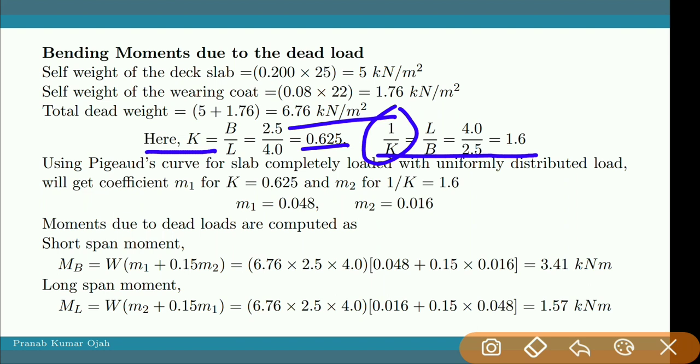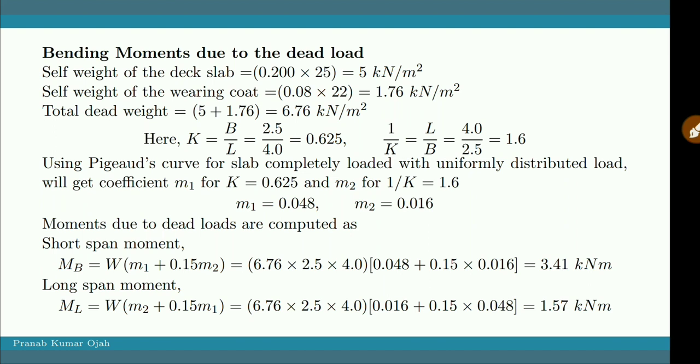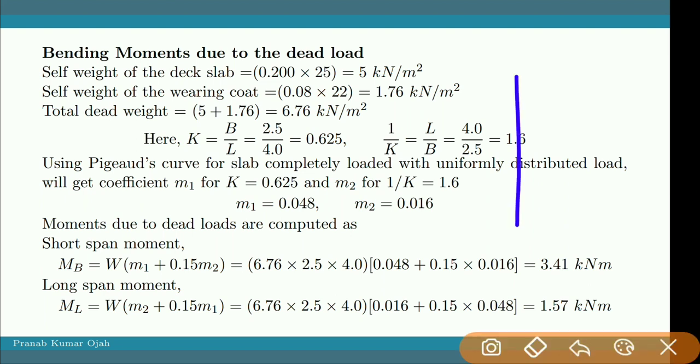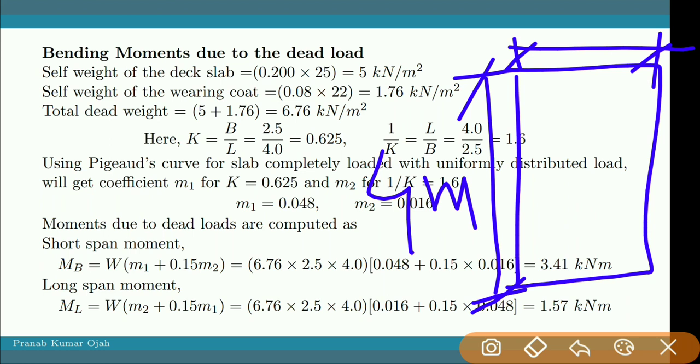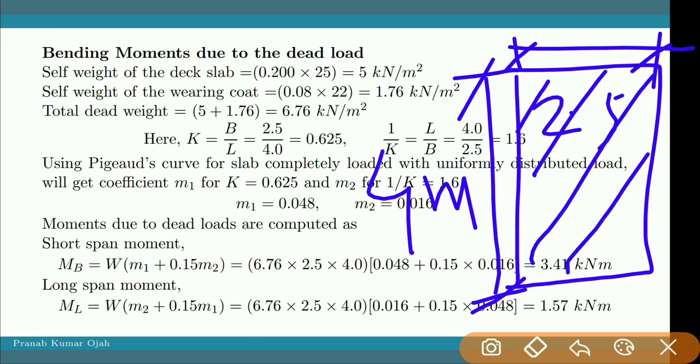See. Next step is using Pigeaud's curve for the slab which is completely loaded with uniformly distributed load, we will get the coefficient of M1 and M2. Now, see, in this case, this is the slab panel. Suppose this dimension is 4 meter and that is 2.5. Okay. So, as it is a dead load, the load is distributed throughout the whole panel, means the slab panel is uniformly loaded.